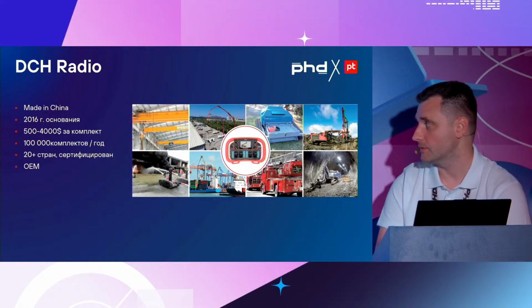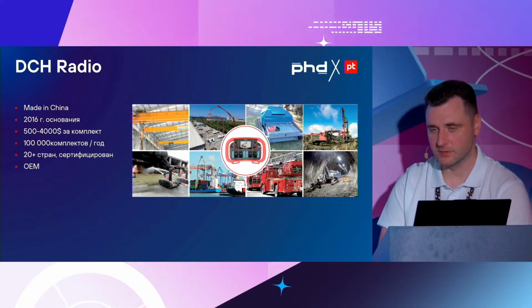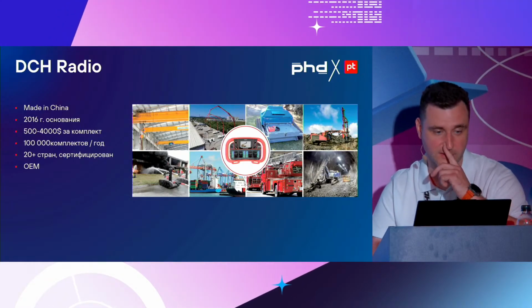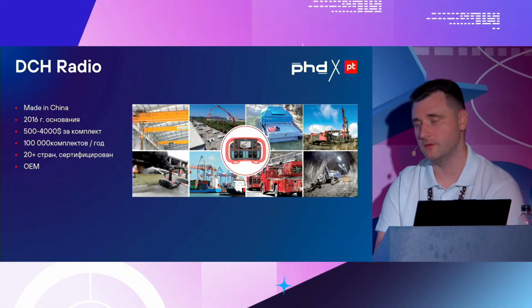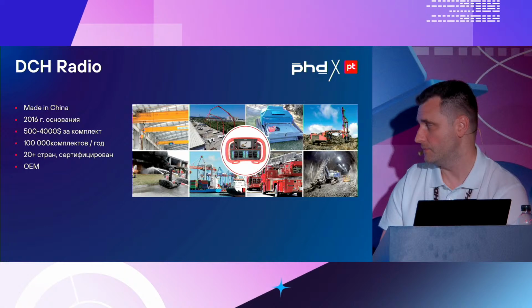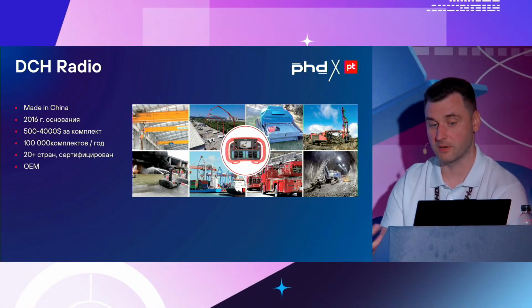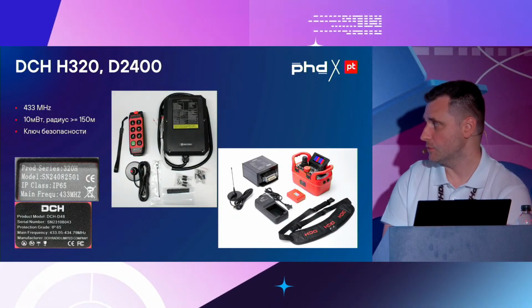And one more system that we're going to analyze is the ECH radio. That's China, but this is a very high quality Chinese project, which costs about $4,000 per one set, and they are selling about 100,000 sets per year, and this is an OEM vendor. It means that you can see it under different brands and using their own brand at the same time. So we took two systems.